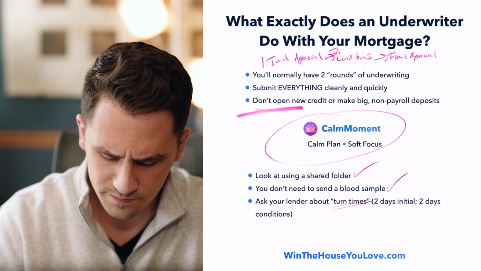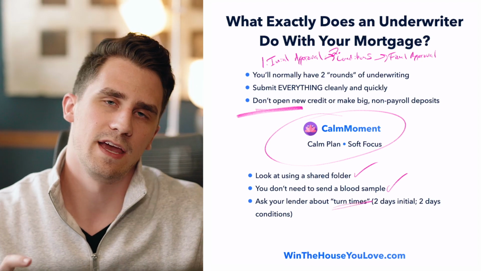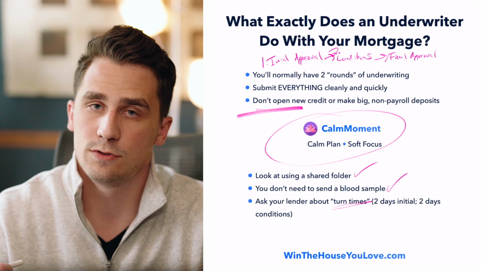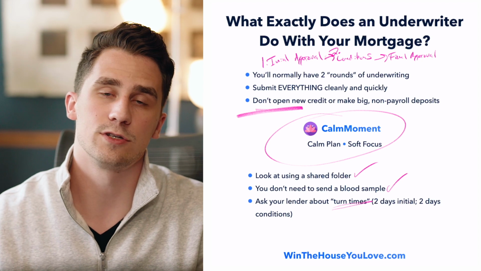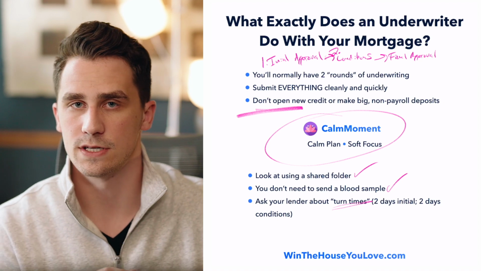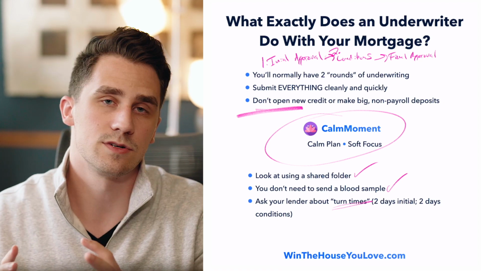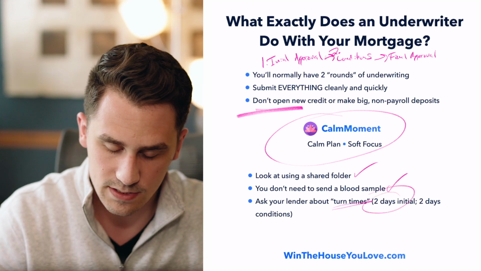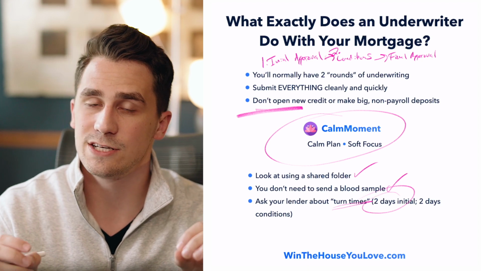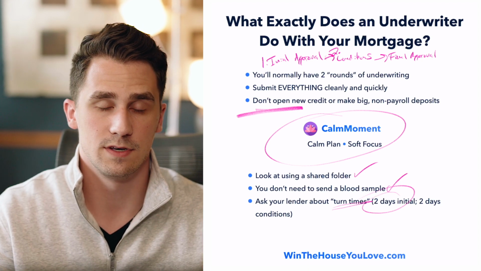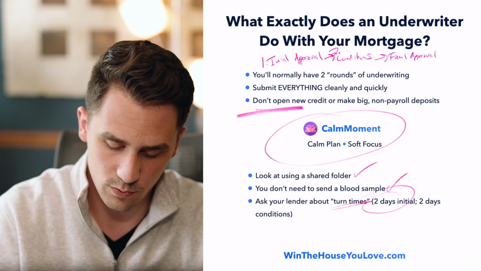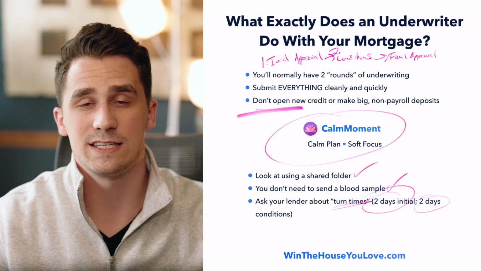And then finally, ask your lender about turn times. This is going to help manage your expectations of how long the underwriting process is going to take. So turn times are how long it takes an underwriter to review your initial approval and the conditions that you submit in. So for instance, from the time that your initial documents are submitted to the underwriter, it might take 2 days to hear back from the underwriter. Underwriters with each lender normally have their posted turn times, so they can give an expectation for how long it's going to take your loan to be underwritten. Same thing with reviewing conditions. They'll let you know how long it's going to take to review those conditions.